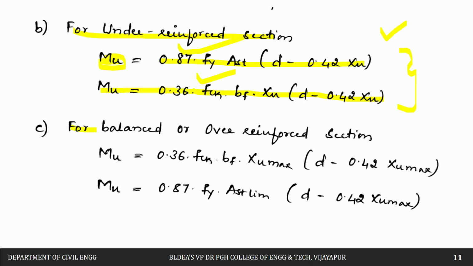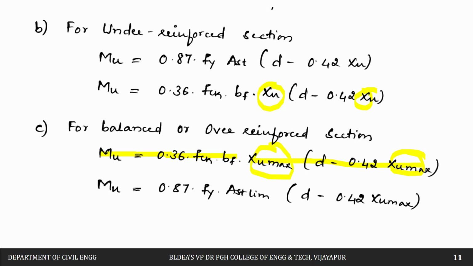If you have a balanced or over-reinforced section, instead of XU we are going to have XU max, and instead of AST we are going to have AST limiting, the limiting area of steel. Therefore, MU will be equal to 0.36 FCK into B into XU max into d minus 0.42 XU max. Then next, if you consider this equation, this moment will be equal to 0.87 Fy into AST.